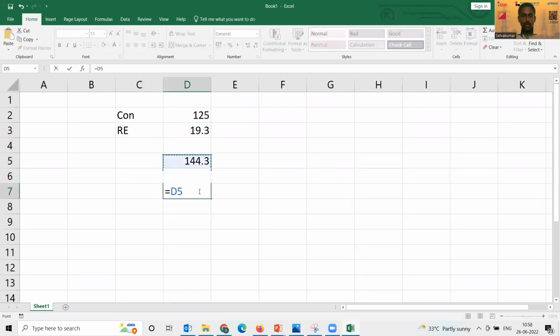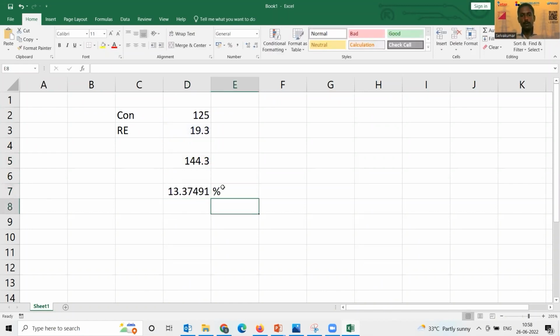If you count, the renewable percentage is about 13.3%, right? Which means about the remaining 86% came from conventional sources. Which means though we have probably been talking a lot, there is still a long way to go.